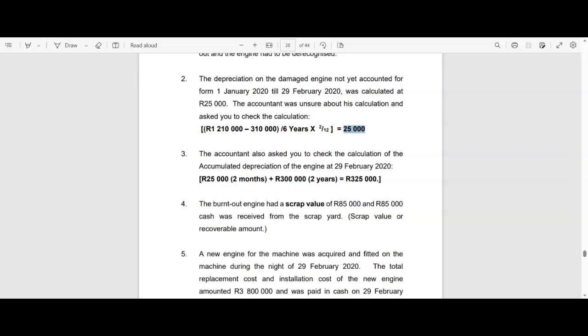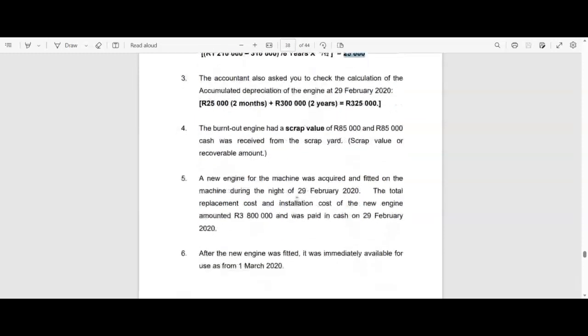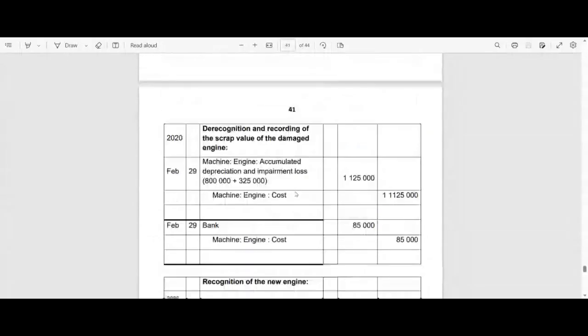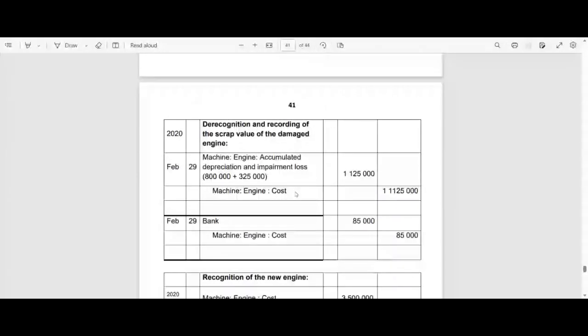Right. So at this stage, it's 1,125,000. So it means we also have to get rid of that balance. Obviously, that will now be a debit balance. So it means we have to go and credit our accumulated depreciation and impairment losses account. So let's go and do that, ladies and gentlemen. So there we go.